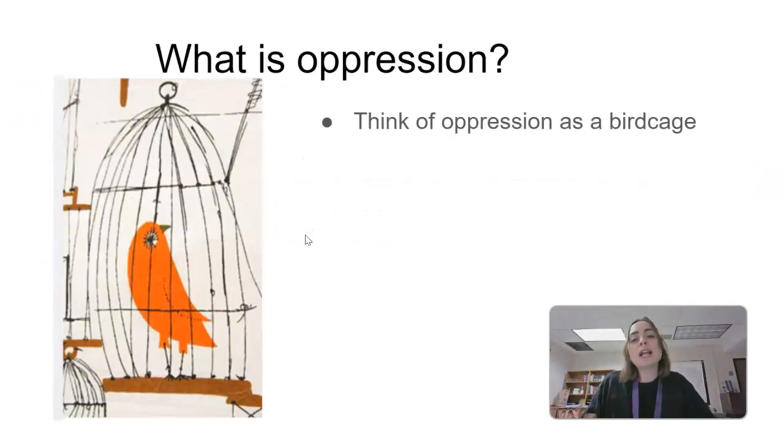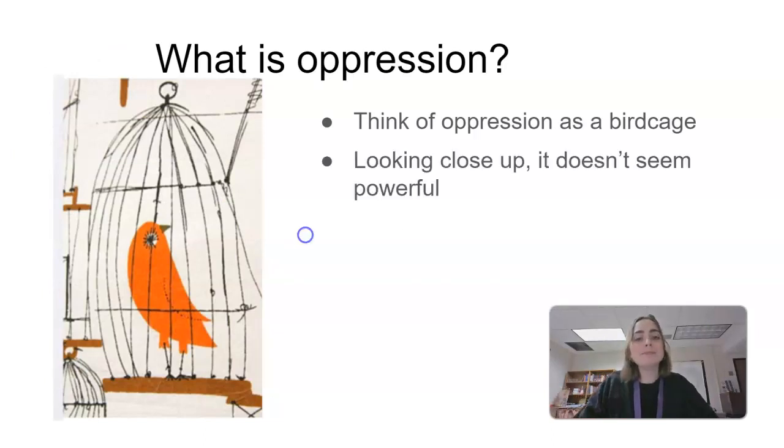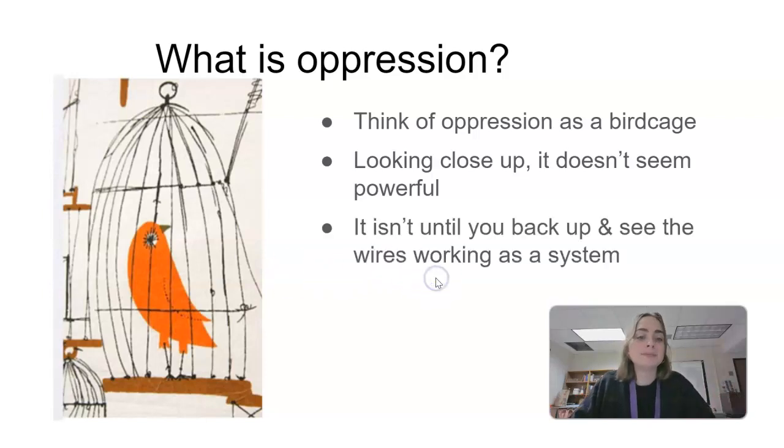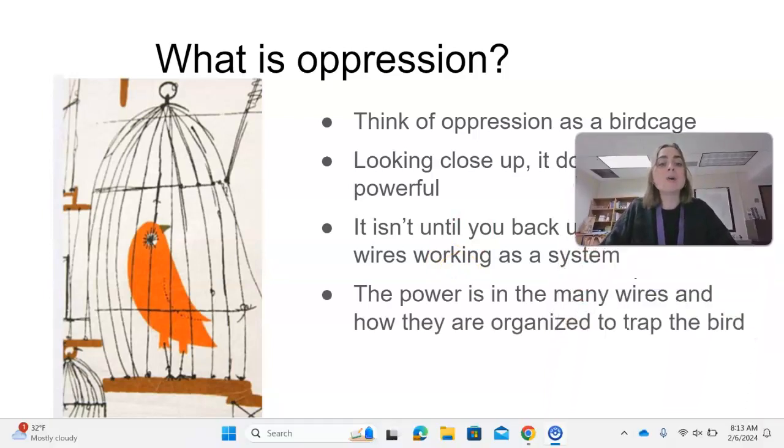So if we think about the birdcage as a metaphor for oppression, if we look close up at just an individual single wire here, it doesn't seem powerful. If we're just thinking about one wire, the bird could easily fly around and get out and be free. It isn't until we take a step back and look at how all of the wires work together to create a birdcage that we see the power in the many wires and how they can trap the bird inside. So that's another way to think about oppression, if that is helpful to you.